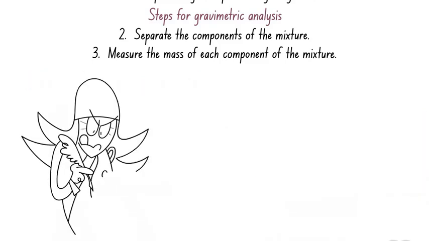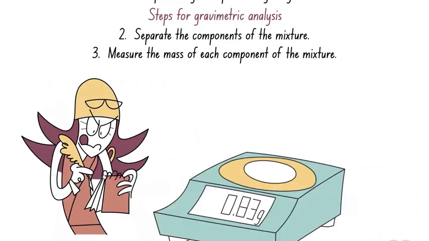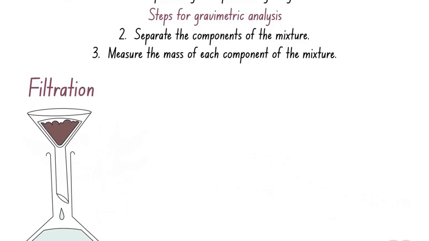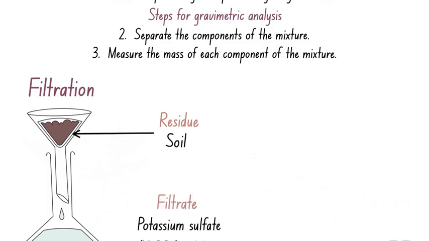Next, Long Jane Silver measures the mass of one piece of filter paper. You'll see why this is important later on. Senor Ortega pours the mixture through a filtration setup. The filter paper collects the insoluble residue, which is soil, while allowing the filtrate, or potassium sulfate solution, to collect in the fourth beaker.